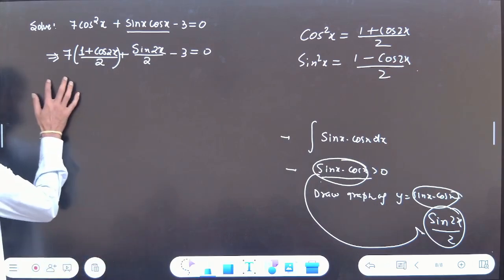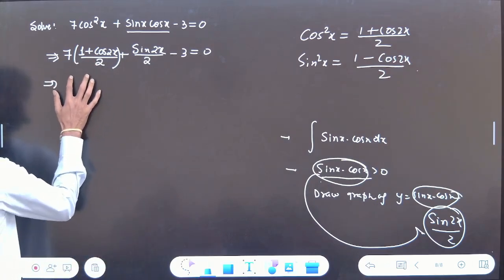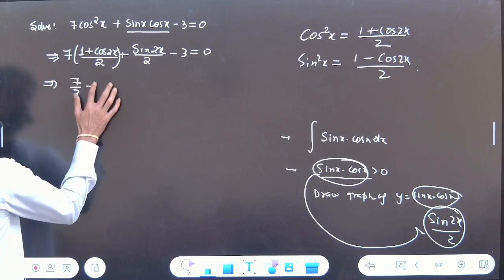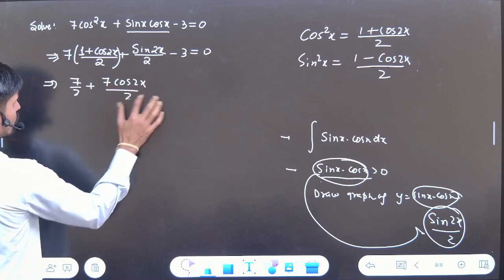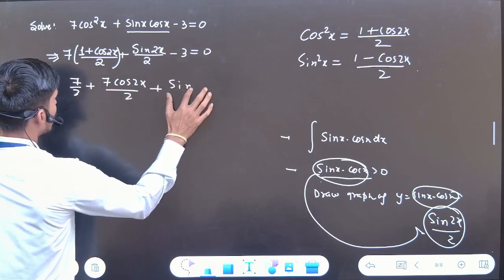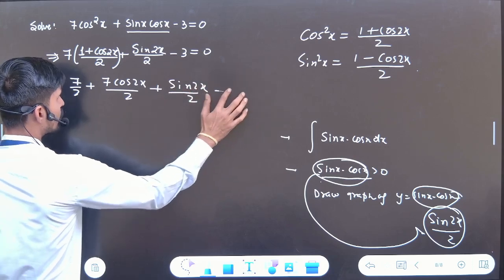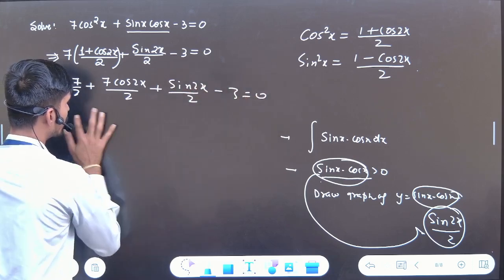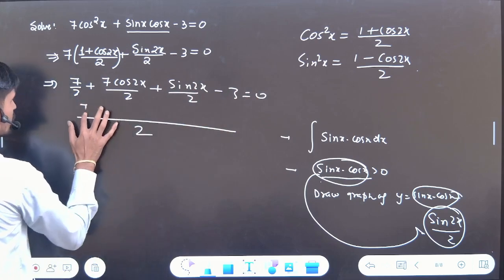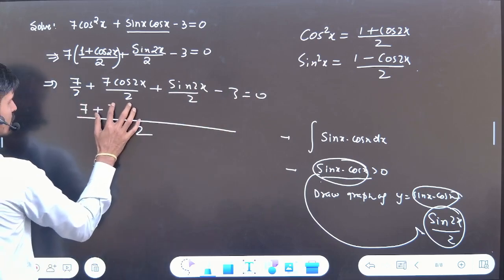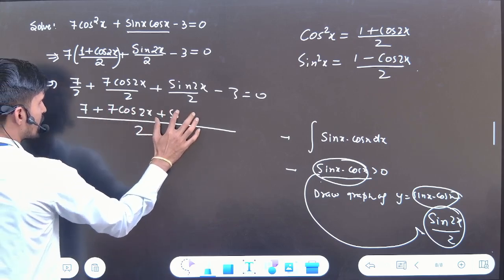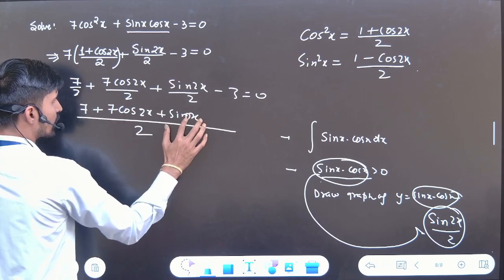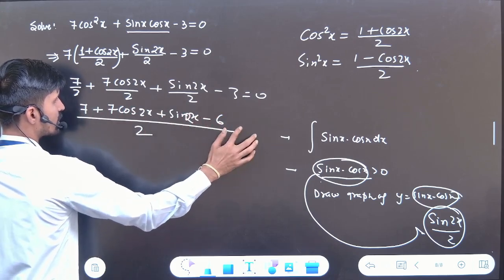Okay, now this will become 7 by 2 plus 7 cos 2x by 2 plus sin 2x by 2 minus 3 is equal to 0. I will take LCM here. LCM will be 2. 7 plus 7 cos 2x plus sin 2x minus 6 is equal to 0.